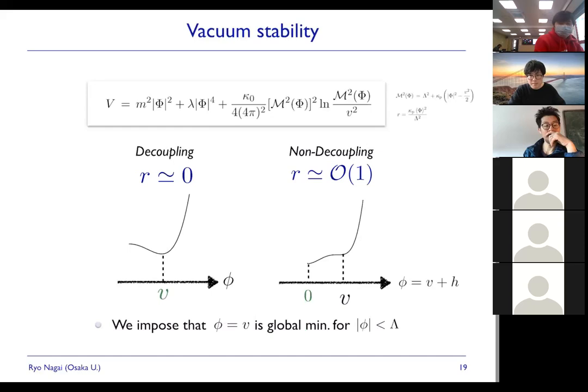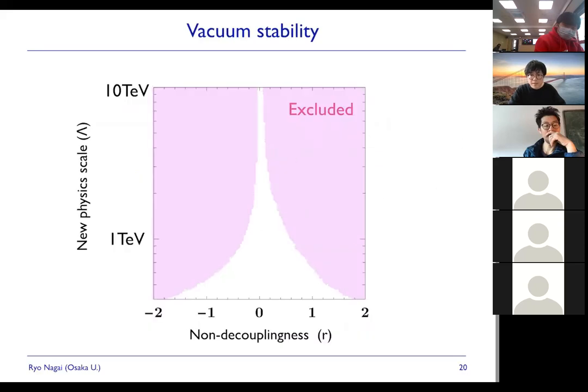We estimate the vacuum stability bound numerically, and obtain the following result. In this figure, the x-axis is the non-decouplingness R, and the y-axis is the cutoff scale lambda. The shaded region is excluded by the vacuum stability argument. So we see that the non-decouplingness has some upper bound, and the upper bound depends on the new physics scale lambda, as you see. This figure also tells us that once we fix the parameter R, we obtain the upper bound on the new physics scale lambda.